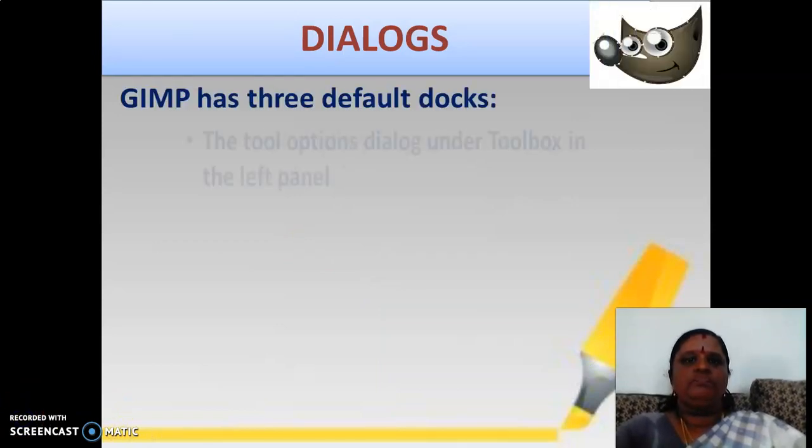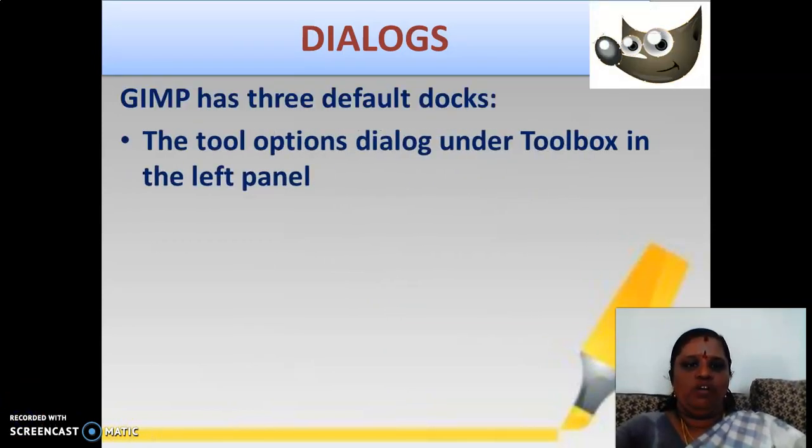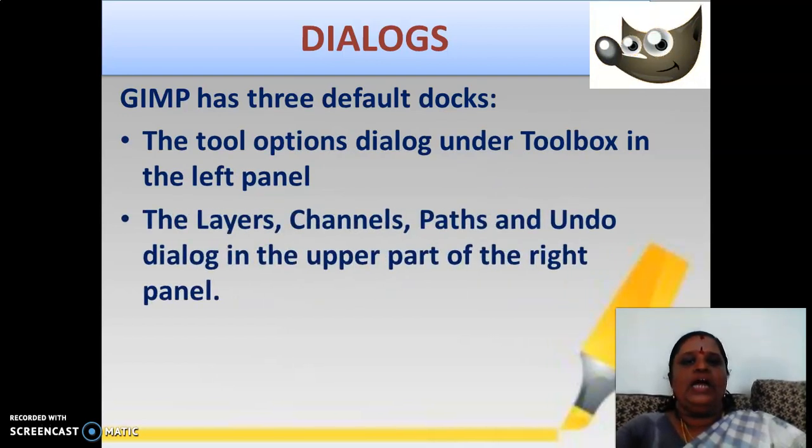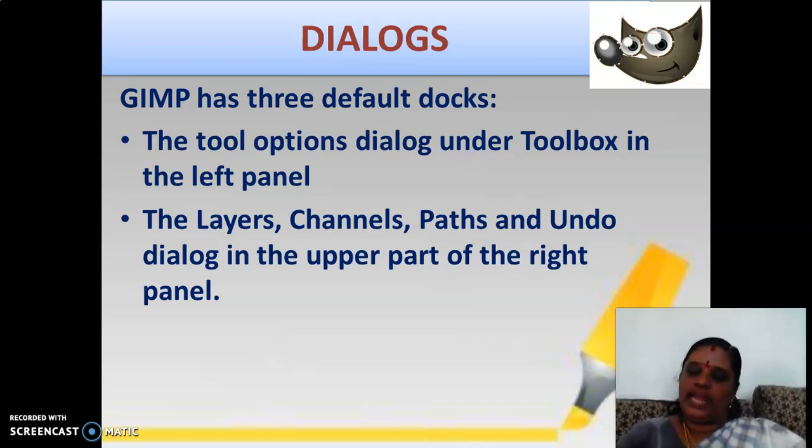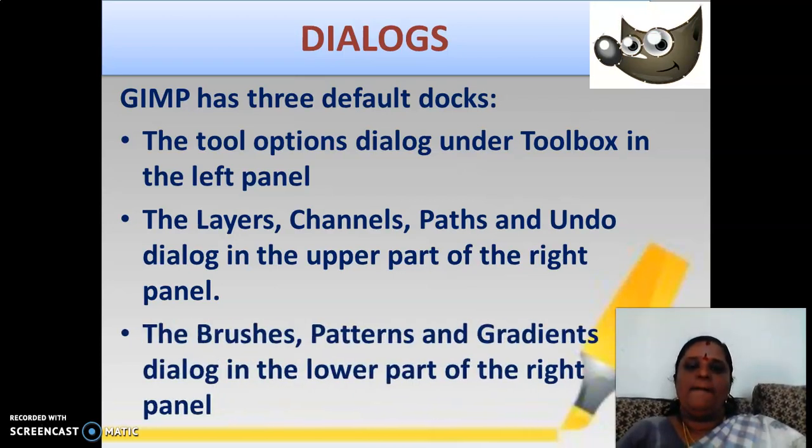GIMP has three default docks: the tool options dialogue under the toolbox in the left panel, the layers, channels, paths and undo dialogues in the upper part of the right panel, and the brushes, patterns and gradients dialogues in the lower part of the right panel. So these are all the three default docks available in our GIMP.